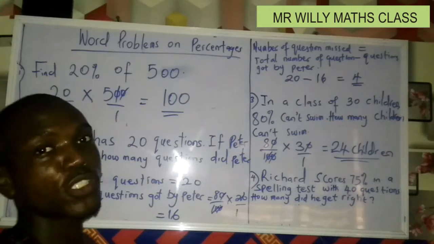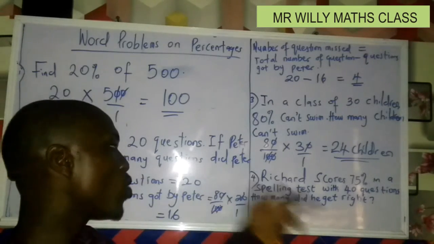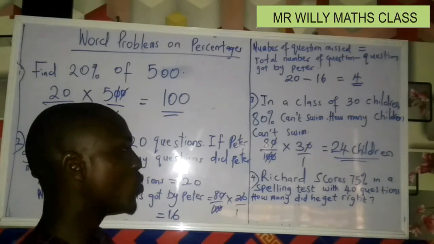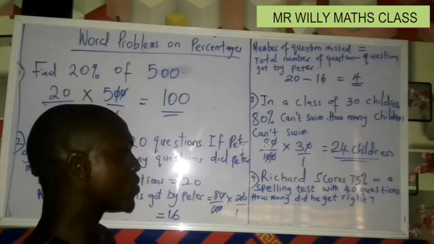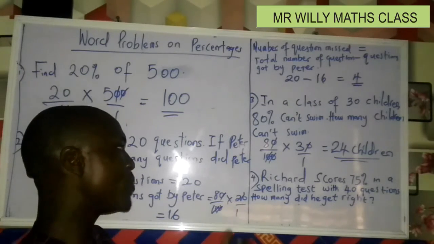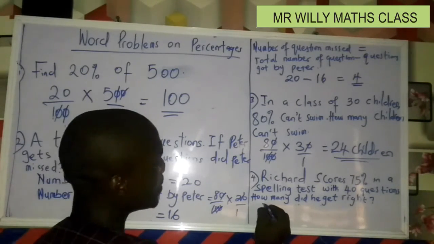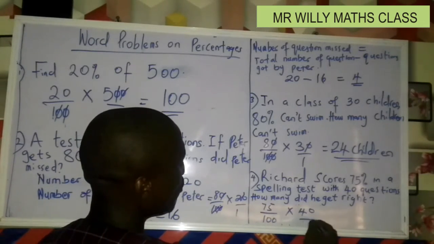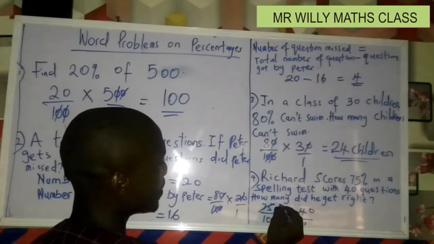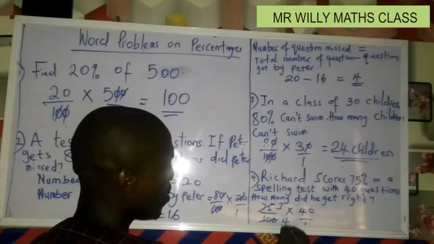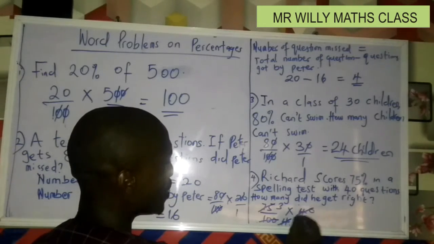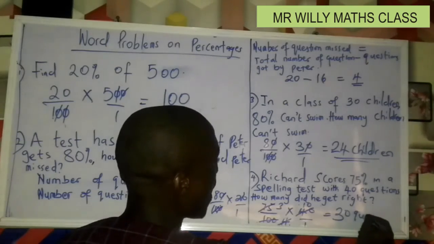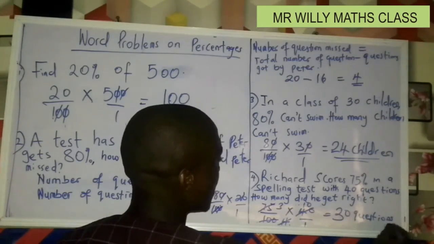Let's move on to the last question for today's class. Question 4 says, Richard scored 75% in a spelling test with 40 questions. How many did he get right? To have the number of questions that he got right, we have to solve for 75% of 40. Now 75% is what? That's 75 over 100 times 40 over 1. We can break this down. 25 in 75, that's 3. 25 in 100, that's 4. Now 4 can go in 40. 4 in 40, that will be 10. 3 times 10, that's 30. So he got 30 questions right out of 40.